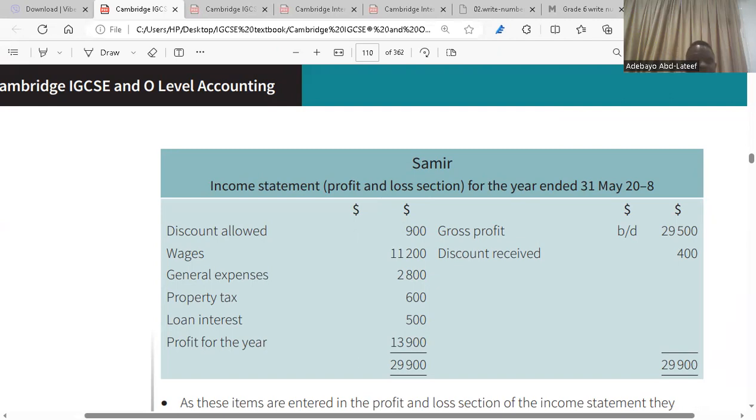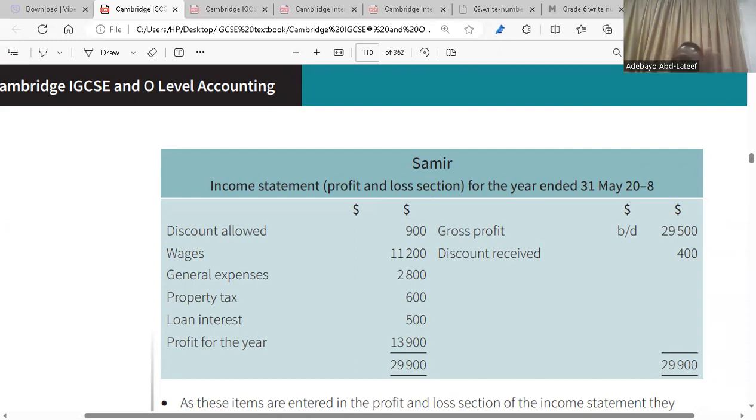You receive discount, which means it's just like you are receiving money, because instead of you paying 5,000, you are paying 4,800 because of discount. So you have 200 with you. So gross profit carried down. Now it will be brought down here. So you had discount received. Credit. Discount received. It's income.